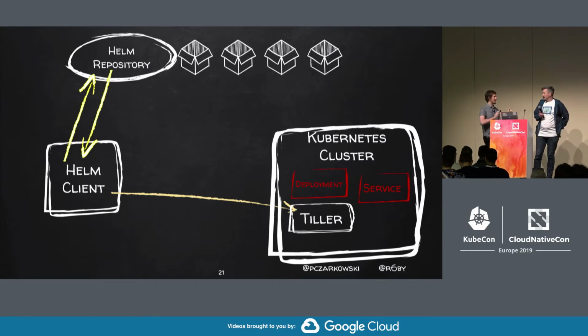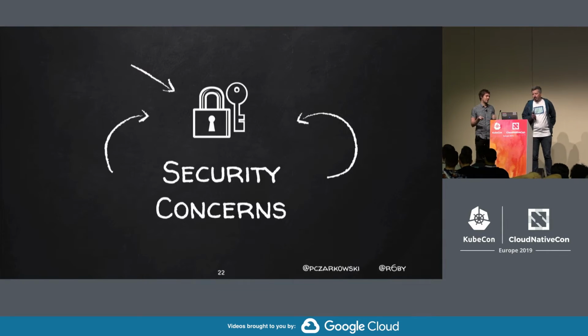That information is all passed to the Tiller server. So all that so far has happened locally, right? All that information is passed to the Tiller server, which goes ahead and renders those templates and works with the Kube API to deploy. Right. So that brings up a number of security concerns.